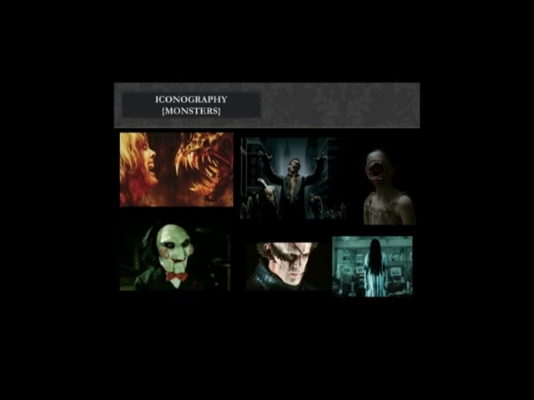Iconography of monsters helps to connote fear, disgust, and terror. Therefore, characters like zombies, demons, vampires, werewolves, and mutations are often featured.